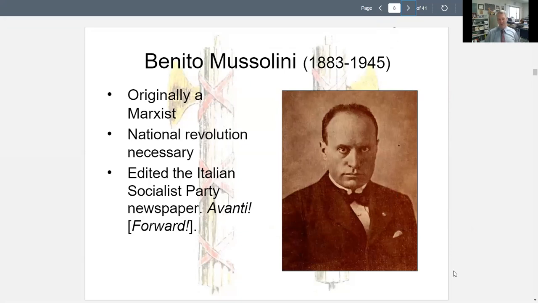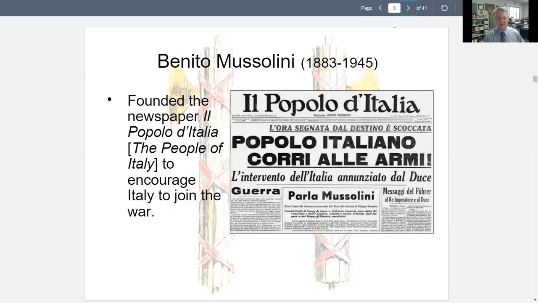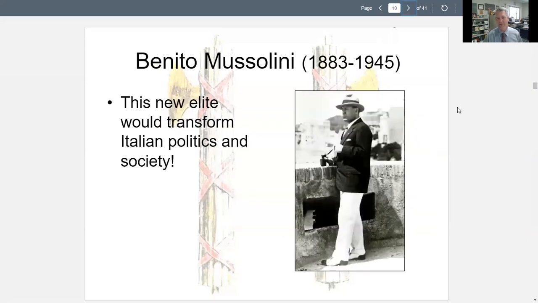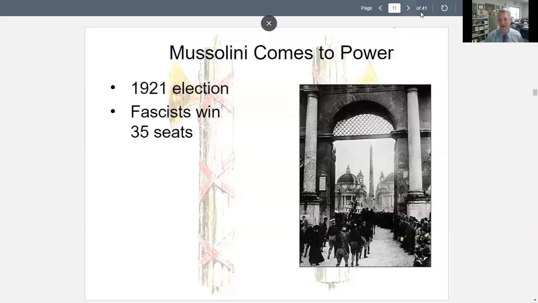Now, Mussolini is originally a Marxist. Marxist is someone who followed the writings of Karl Marx, who wrote Das Kapital. He was in Germany and talked about, as in the Russian Revolution, in that unit, we talked about the redistribution of wealth. And so Mussolini believed that a national revolution is going to be necessary for them to succeed. He starts a newspaper to publicize and get popular support for that. He names it the Popolo d'Italia, the people of Italy, who basically are going to be encouraged to join this movement. He promises a new life for people in Italy that will transform their society and also transform their government.